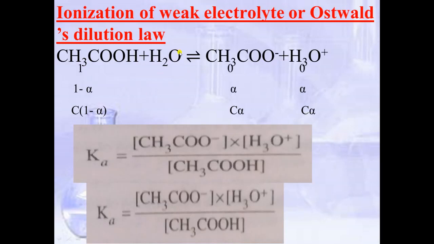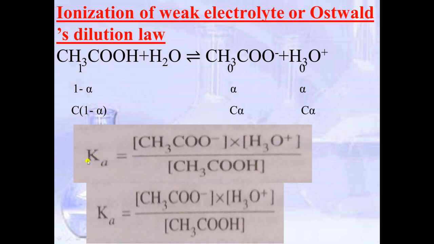Now we will move to a derivation which is known as ionization of a weak electrolyte, or Ostwald dilution law. In this we will take acetic acid, which is a weak electrolyte which partially dissociates, and it is dissolved in water. It will give acetate ion and hydronium ion. Here initially we will write the value of K, and this is the dissociation constant because acetic acid dissociates into ions.